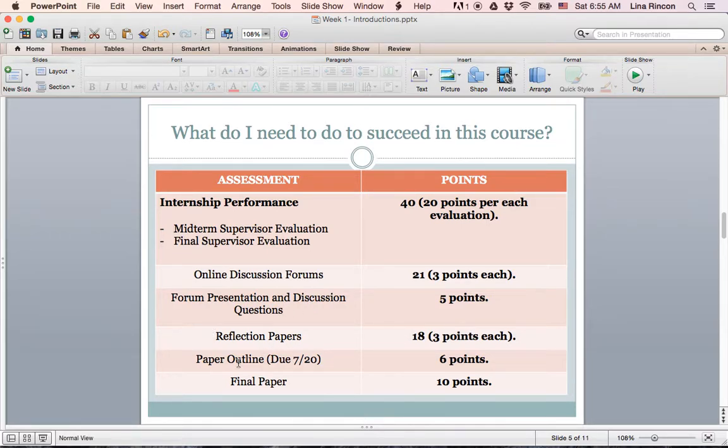Then we're going to have a paper outline and final paper. For these two, I'm going to provide instructions later in the semester, or in the summer. The paper outline is going to be due June 20th. By mid-June, I will talk about what to expect with this paper outline so you have a sense of what you need to do. And then by June 20th, I will also provide instructions for the final paper. That's 10 points of your grade.